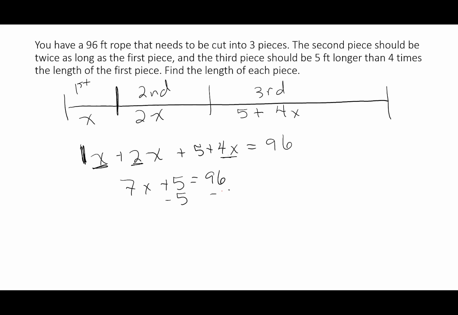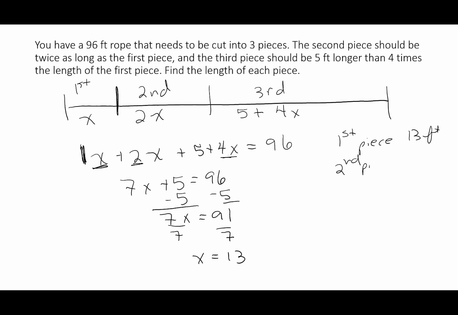I want to subtract 5 from both sides, which is 7 times x is 91. Divide by 7, x is equal to 13. So that says the first piece is 13 foot long. The second piece is twice as long, so 2 times 13 would be 26 feet. And then this last piece should be 4 times 13 plus 5. So 4 times 13 is 52, plus 5 gives me 57, so let's write 57.